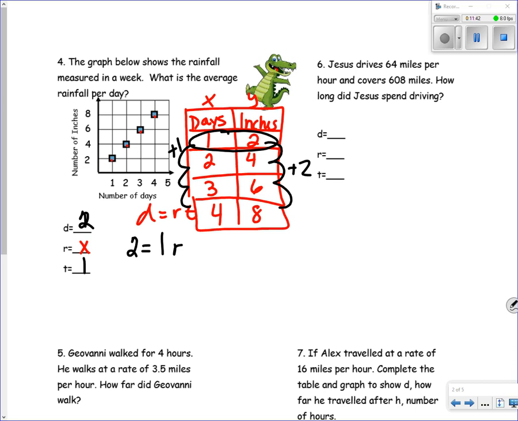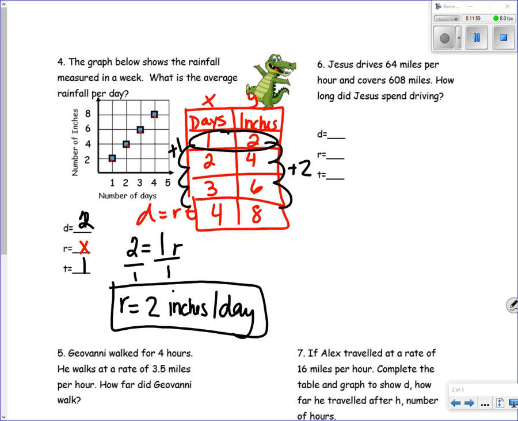So to figure out what the rate is, divide by 1. 2 divided by 1 is still 2. So my R equals 2, and this is going to be in inches per day. So an increase at a rate of 2 inches per day. And again, if you didn't need the table, if you could look at the graph and know that I was counting up by 2s on my Y's here, and each day I increased by a 1, then you could also find your 2 inches in 1 day.